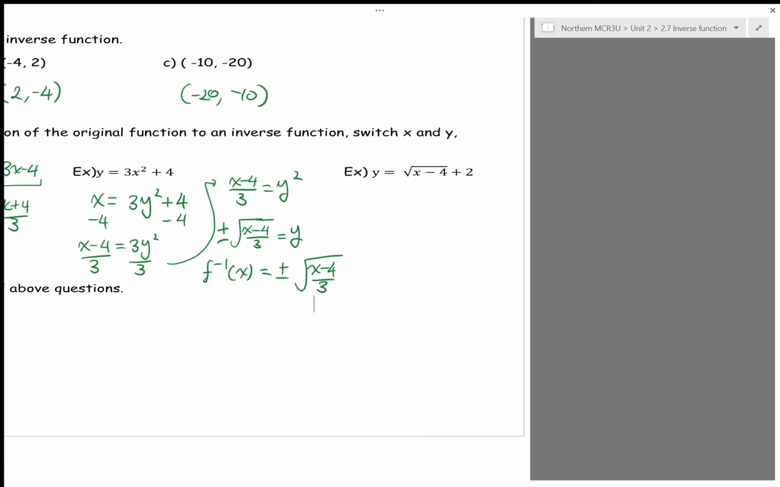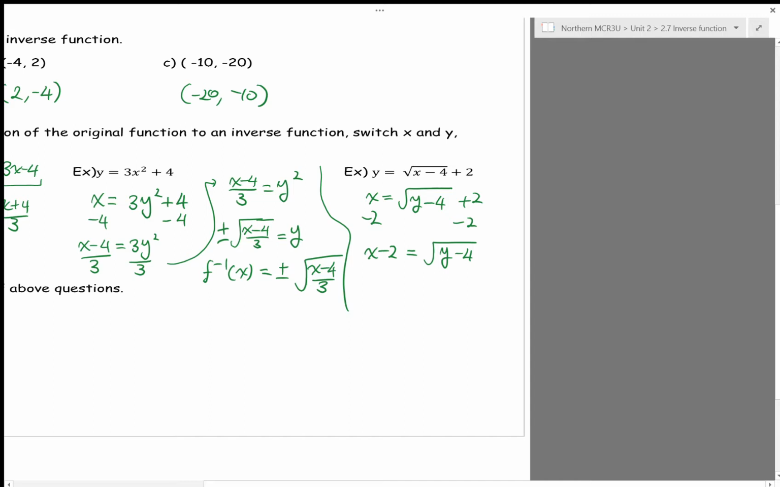Then let's do the square root one then. How does that work? So same thing, change the y to the x and x to the y, and we try to solve it. So in this case, I'm going to subtract 2. Subtract the 2 here too. So then x minus 2 equals the square root of y minus 4.